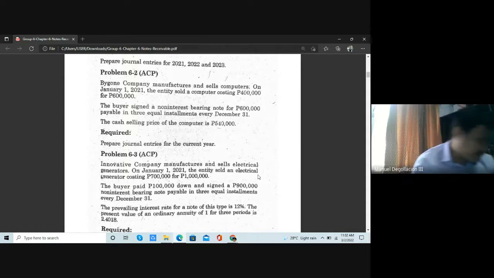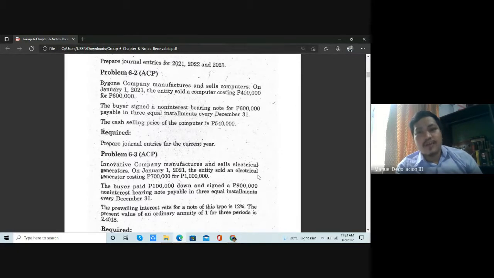And I hope that makes sense to you now, class. And you will ask, why will the customer give you a promissory note with a value of 600,000 when the computer could simply be bought at a price of 540? Because the customer did not pay in cash.